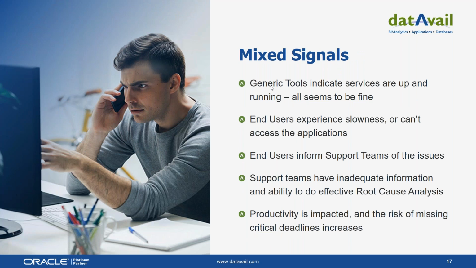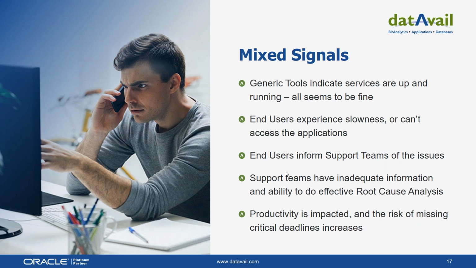So what happens is you get mixed signals with these tools. They indicate services are up and running, and all seems to be fine, right? So a lot of times you get basically a false negative, everything is fine. But the end users are actually experiencing slowness or they can't access the applications. And this is because something is wrong at a more granular level than the generic tools are monitoring, but they can't see that. So then the end users have to inform the IT and the finance support teams of the issues, right? So everything ends up being reactive.